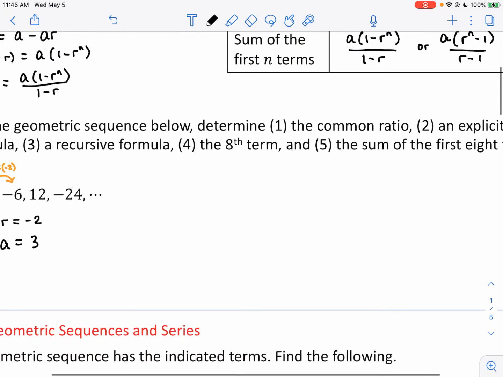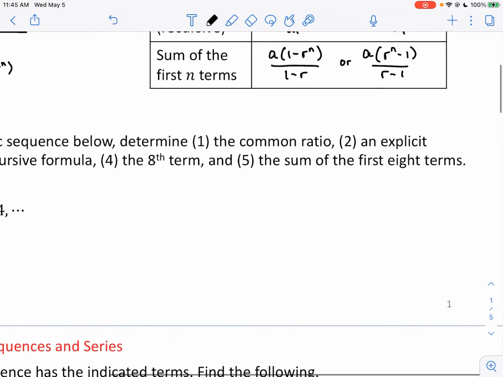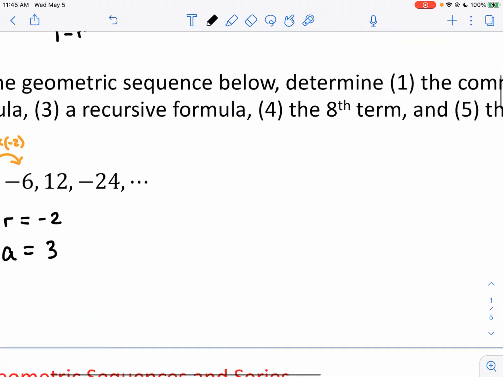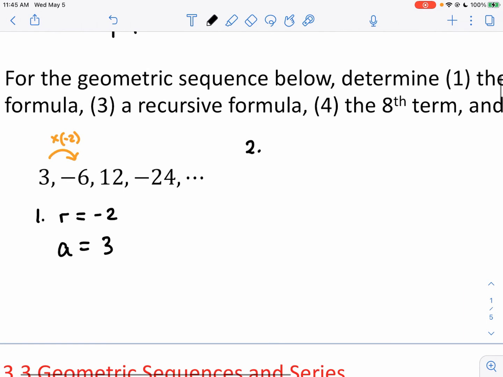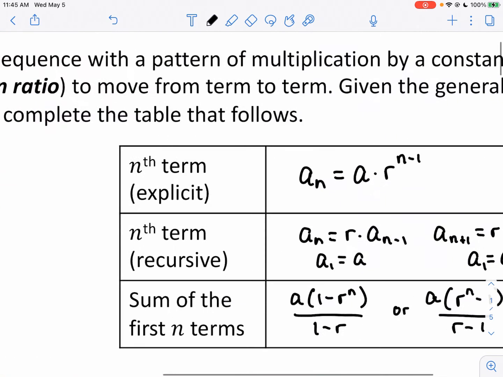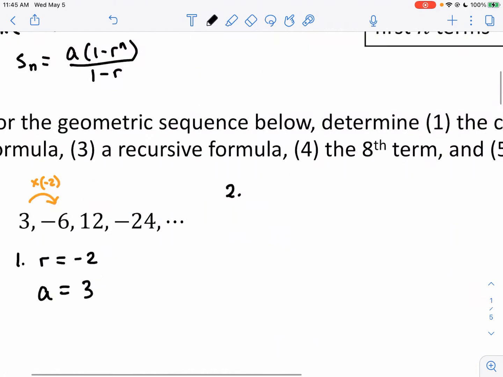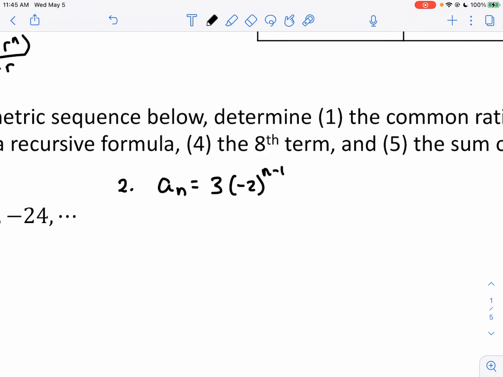And we want to now come up with question 2, an explicit formula. So question 2, an explicit formula, we can borrow what we see right here and just replace a with 3 and r with negative 2. So our explicit formula is a sub n equal to a, which is 3, times r to the n minus 1. And this will produce all the terms of your geometric sequence.